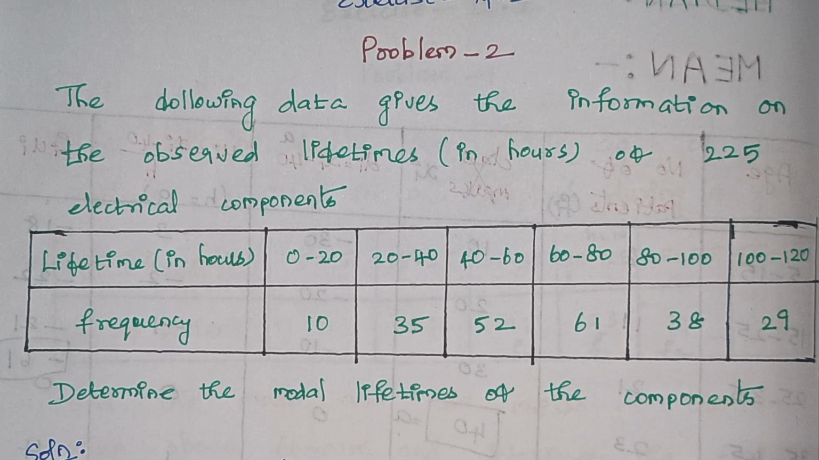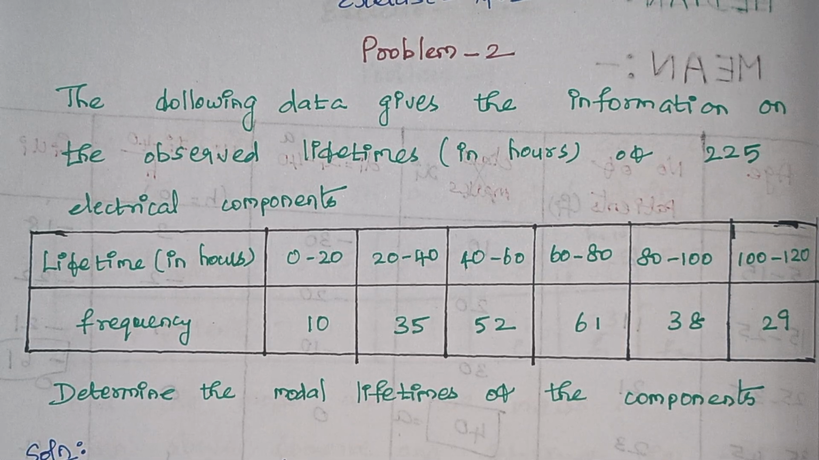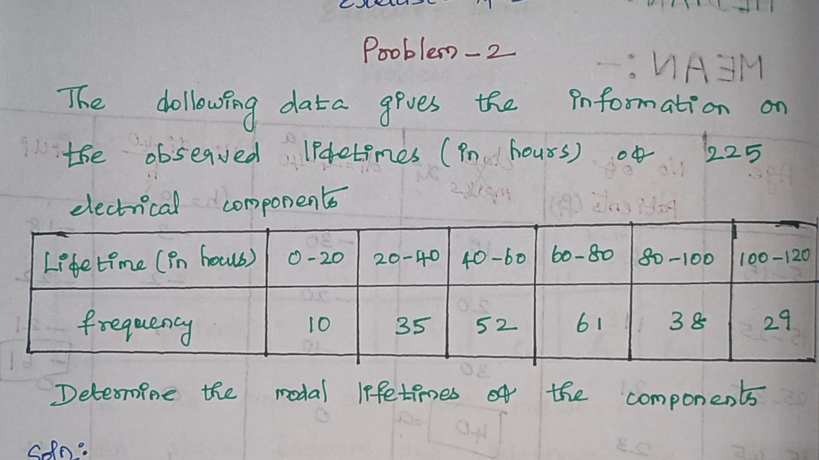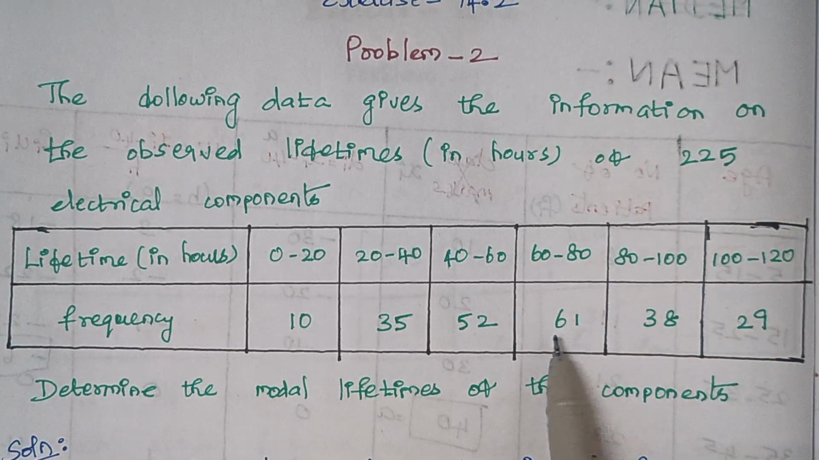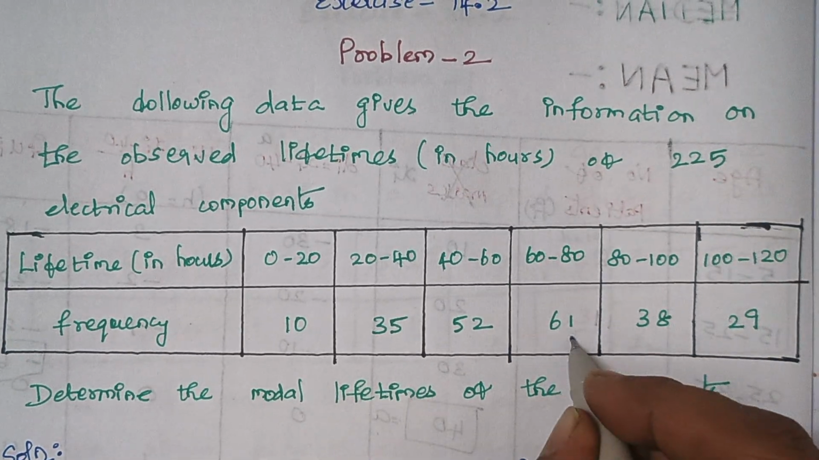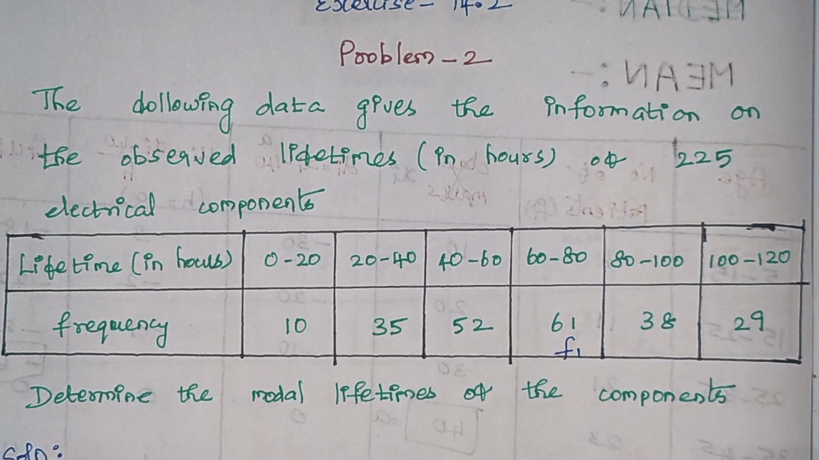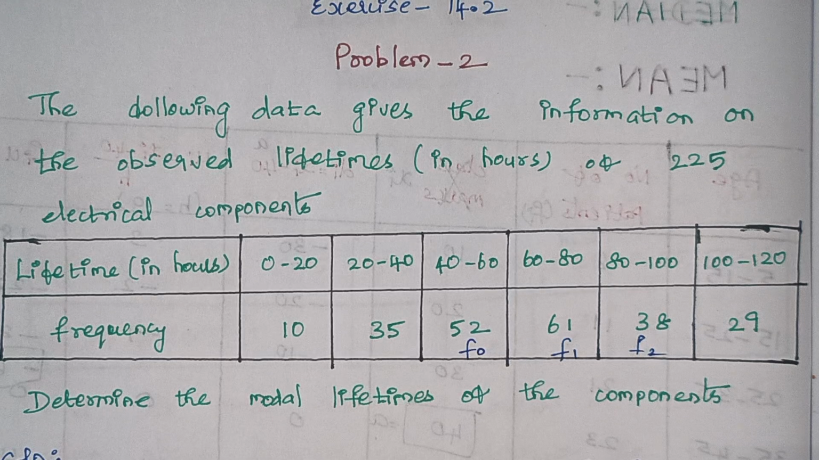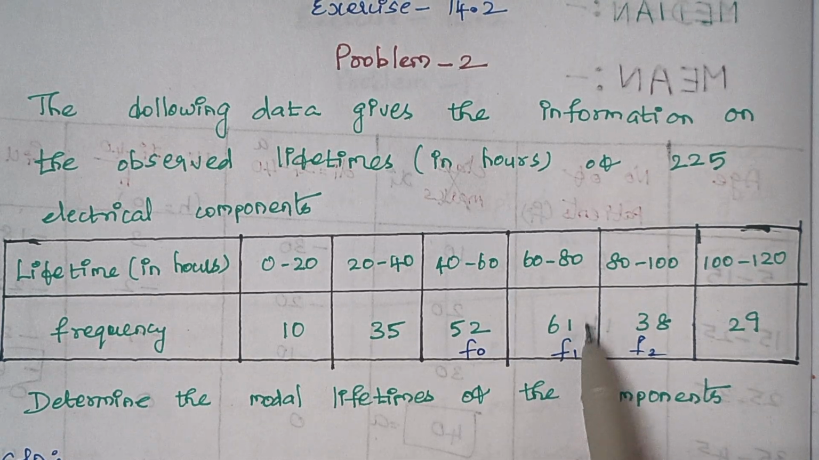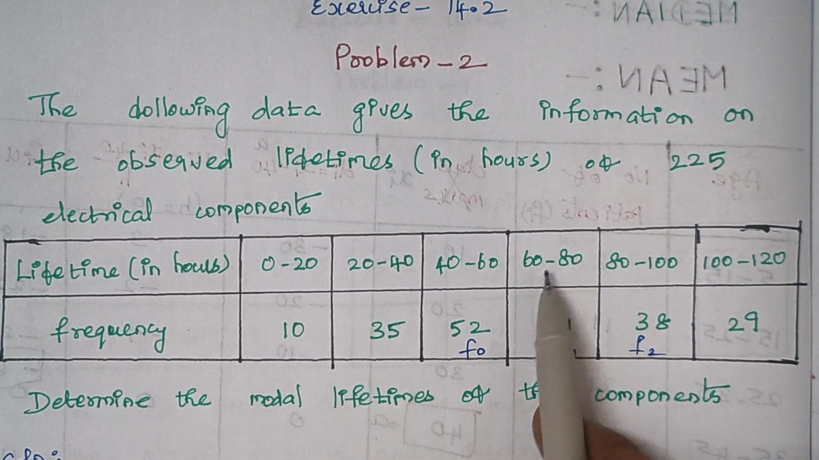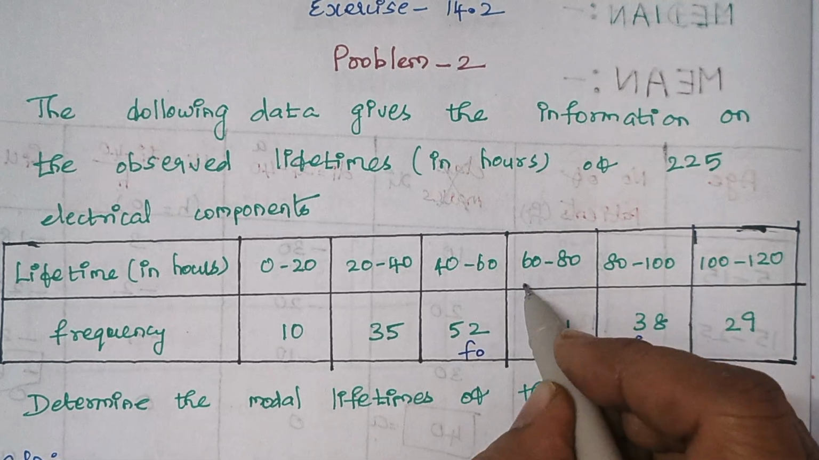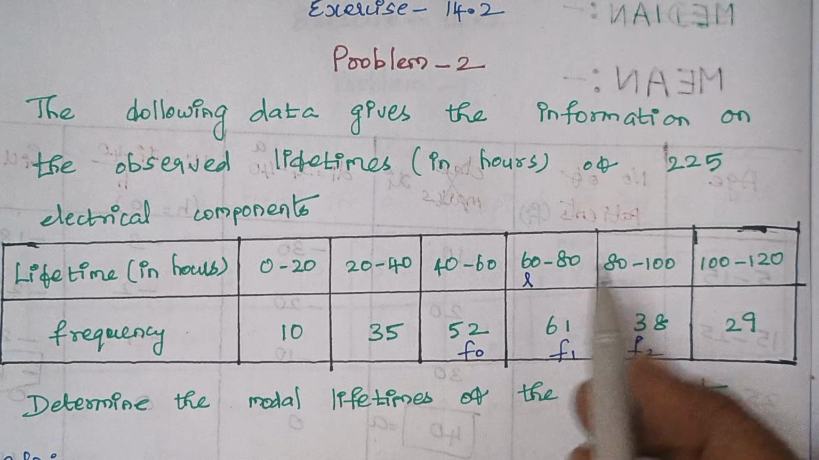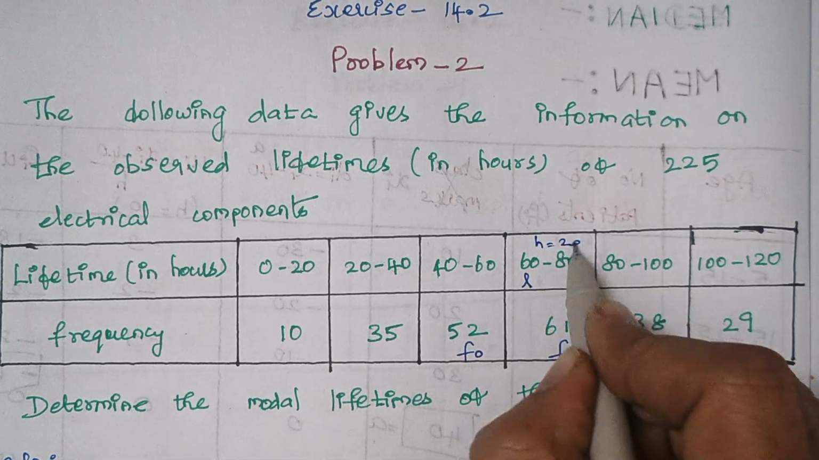So whenever you hear the word mode, what is the thing that should come to your mind? The maximum frequency value. So here what is the maximum frequency value? It is 61. So this is our F1. So obviously this is F0 and this is our F2. So what about the class? Here the maximum frequency corresponds to the class 60 to 80. So this is the value of L, and what is H? H is the difference between these two. So here the value of H is 20.